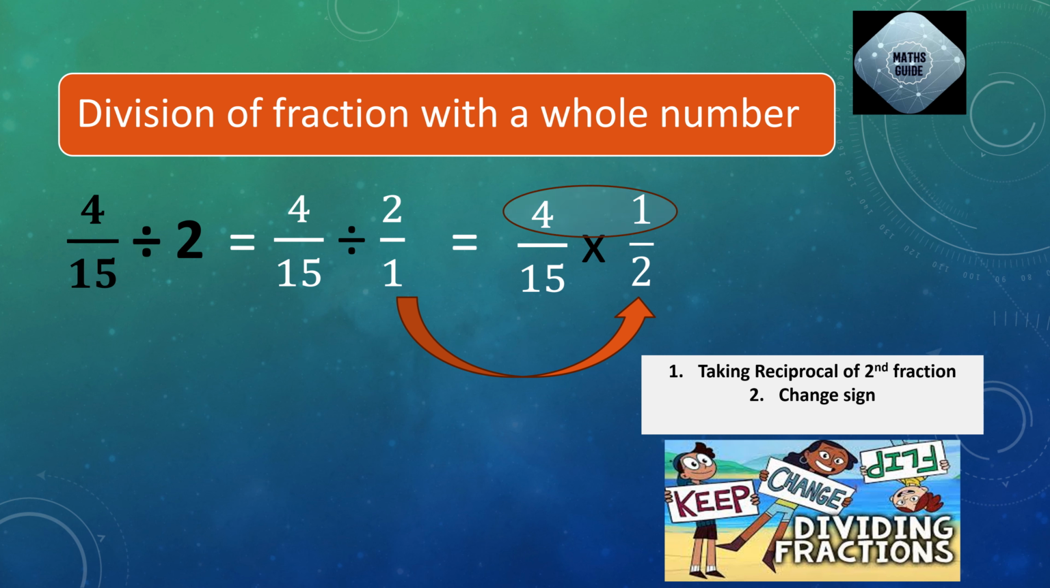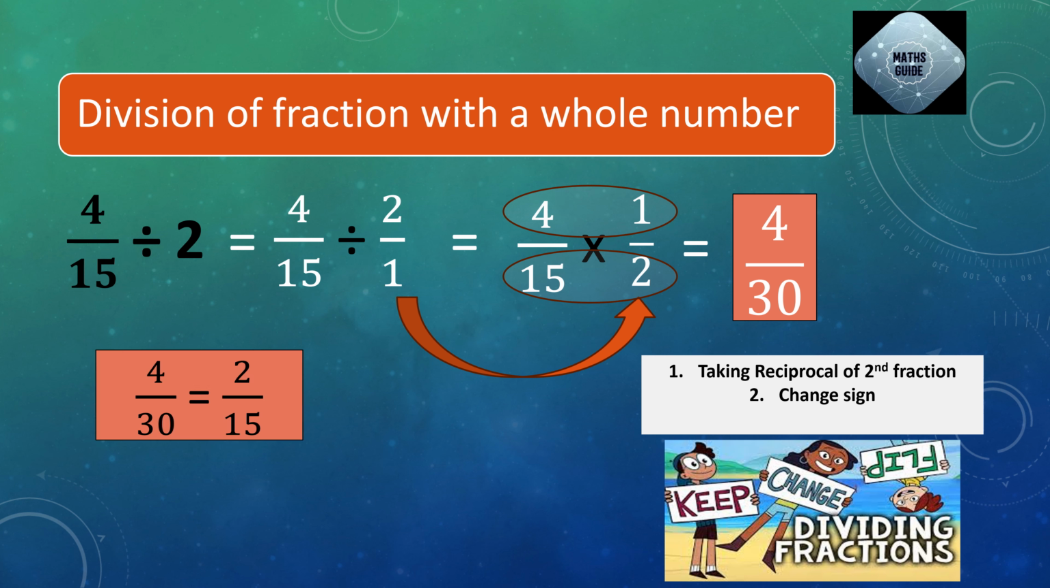Now multiply the numerators and denominators. We get 4 by 30 and its reduced form is 2 by 15.